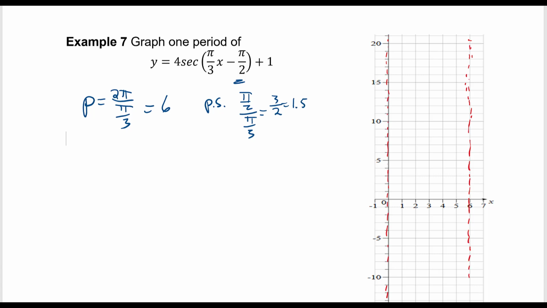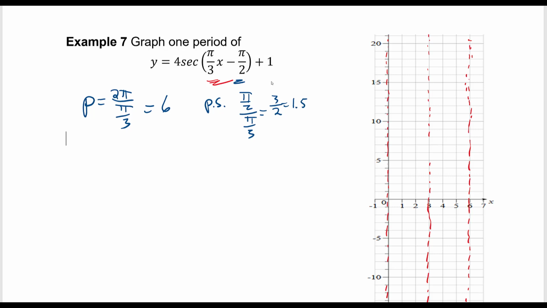Now, something else to think about, if I put 6 into this equation, pi over 3 times 6 is 2 pi. So 2 pi and then minus pi over 2 puts us at 3 pi over 2, which is not defined there. And then we know that midway at the 3, pi over 3 times 3 is pi, minus pi over 2 is pi over 2, secant's not defined there. So that's going to give us our asymptotes.